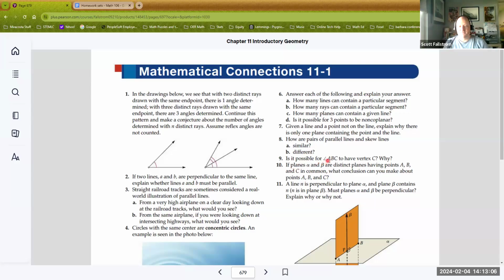Okay, number 9, is it possible for angle ABC to have vertex C? Right, we talked about how we name angles. This is a good question that follows up on that.